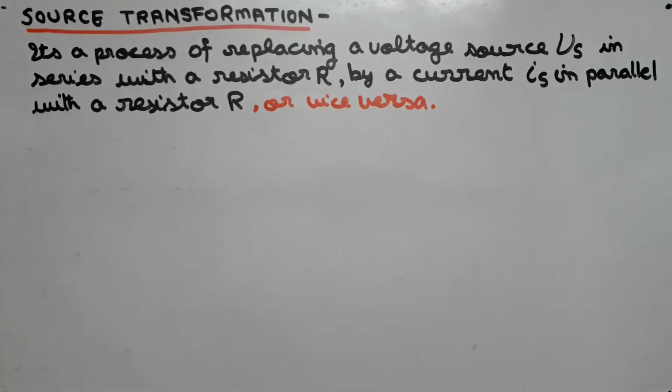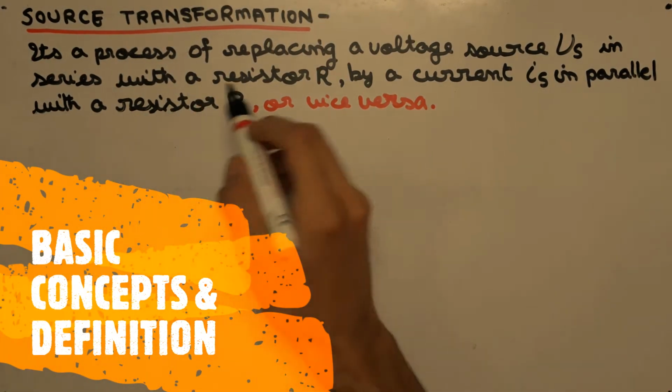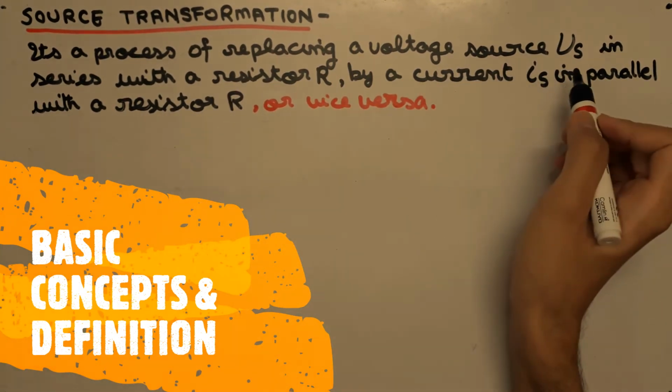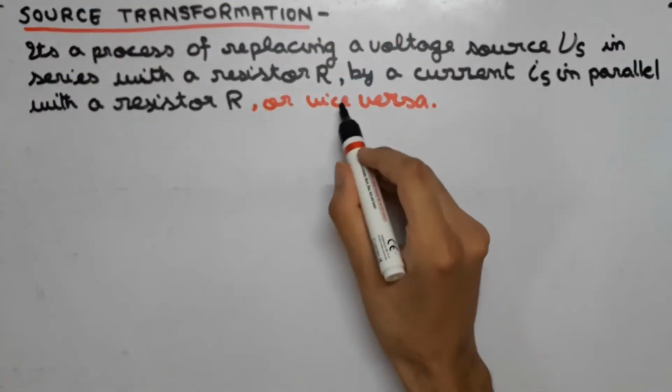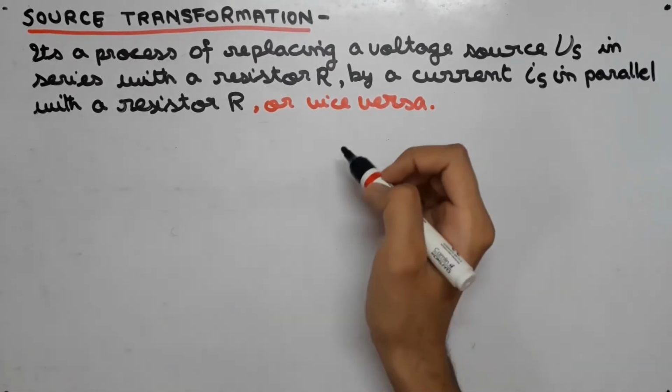Hey guys, today we are going to do source transformation. First we are going to understand its basic concepts and definition, then we will do a couple of questions on it. So the source transformation states that it is a process of replacing a voltage source Vs in series with a resistor R by a current Is in parallel with a resistor R or vice versa.